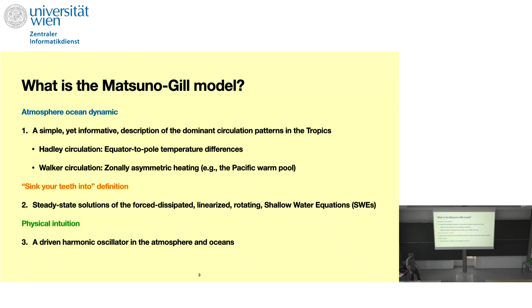and sinking motions in the Eastern Pacific. But then in terms of a definition that we can really do something with, it's the steady state solutions of the forced, dissipated, linearized, rotating shallow water equations. So I take all of that to be the definition, including the linearized and rotating. And finally, from a physical intuition perspective, it's a driven harmonic oscillator in the atmosphere and ocean. And that perspective is key to understanding the contribution of this work, because you can imagine that the normal modes on the sphere are different from the ones on the beta plane.